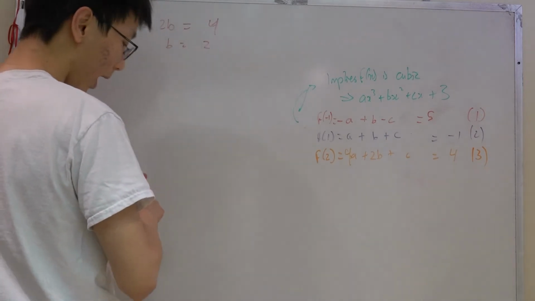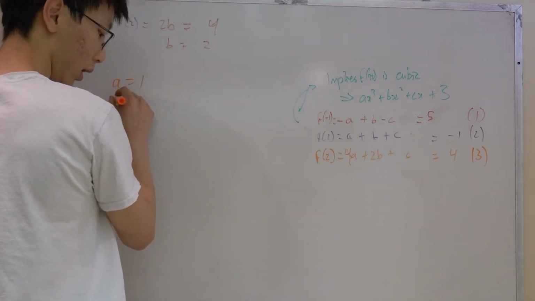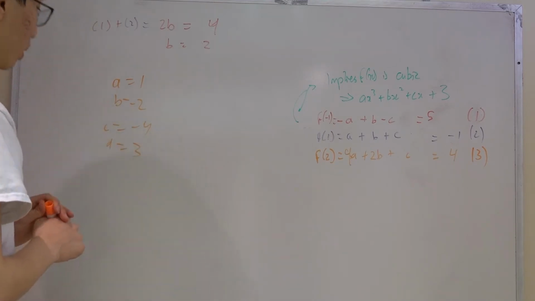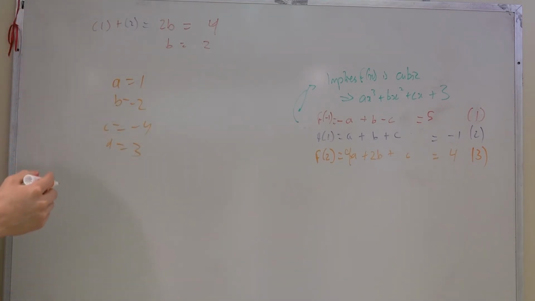You should get that A equals 1, B equals 2, C equals minus 4, and D equals 3. Okay? Yeah, I think that's all I wanted to say for that. So this is the answer that you should be getting. Sorry.